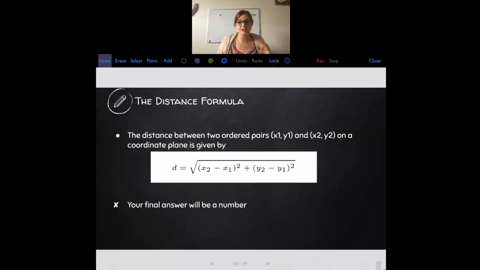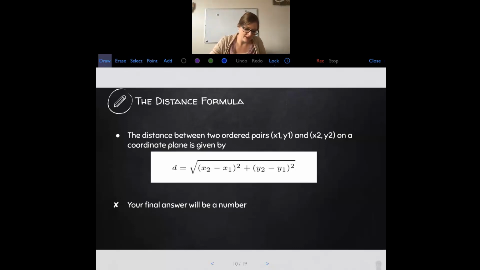So we are going to continue on in our conversation about the distance formula and the midpoint formula. The distance between two ordered pairs, let's say (x1, y1) and (x2, y2), on a coordinate plane is given by the distance formula, which involves a radical. We subtract the x coordinates, square them, add it to the difference of the y coordinates squared, and then we're going to simplify.